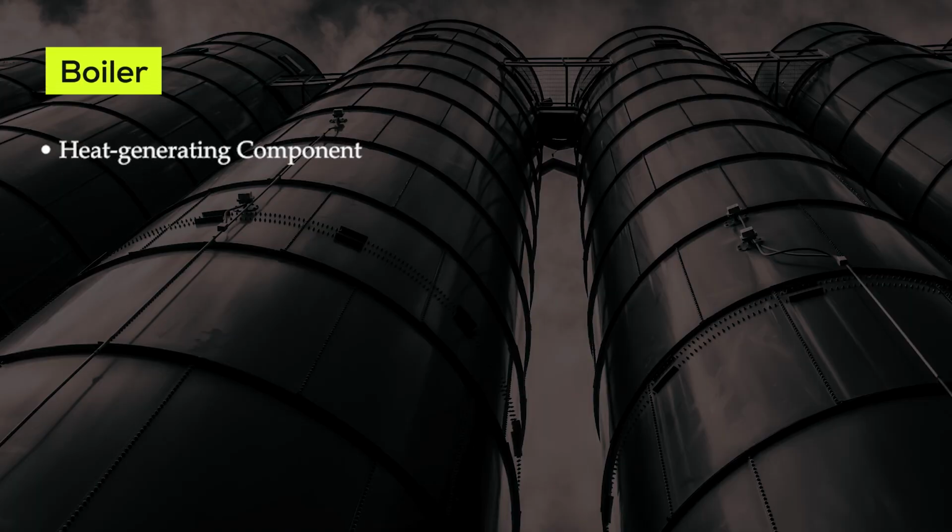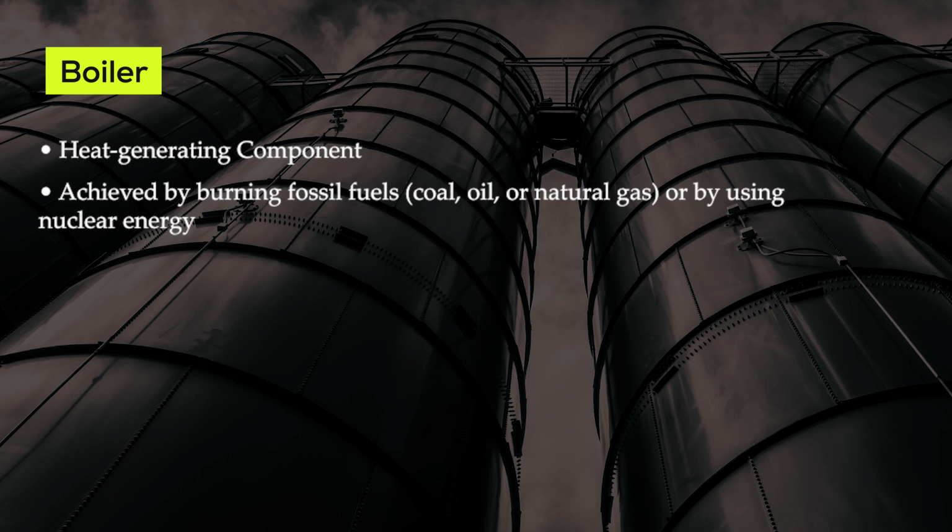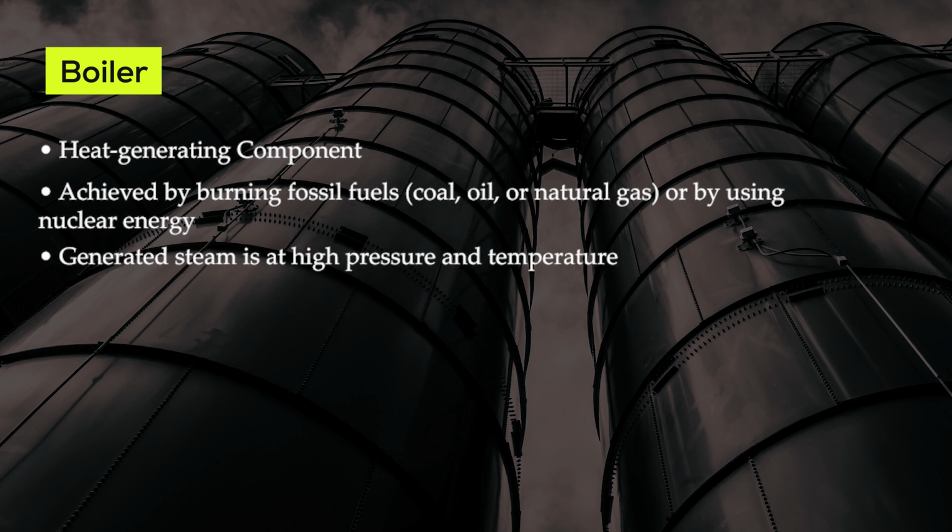Now we will discuss the components of a steam power plant. First is the boiler, then turbine, then generator, then we will go for condenser, and the last one is the cooling system. For what purpose is the boiler used? The boiler is used to generate heat. It is achieved by burning fossil fuels. What are fossil fuels? Fossil fuels are coal, oil or natural gas, or by using nuclear energy. Generated steam is at high pressure and temperature.